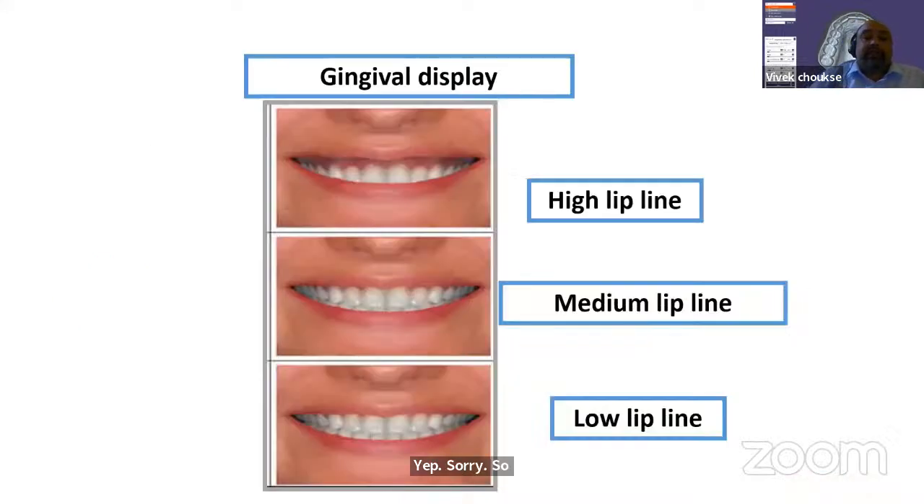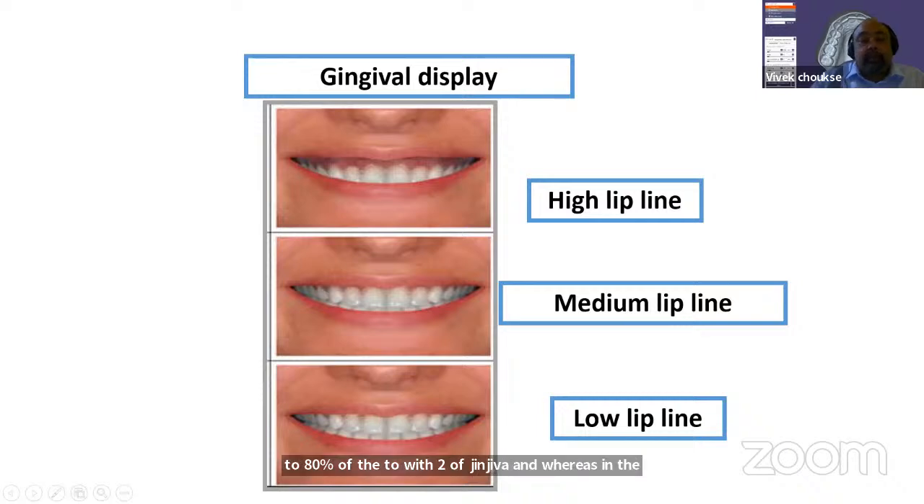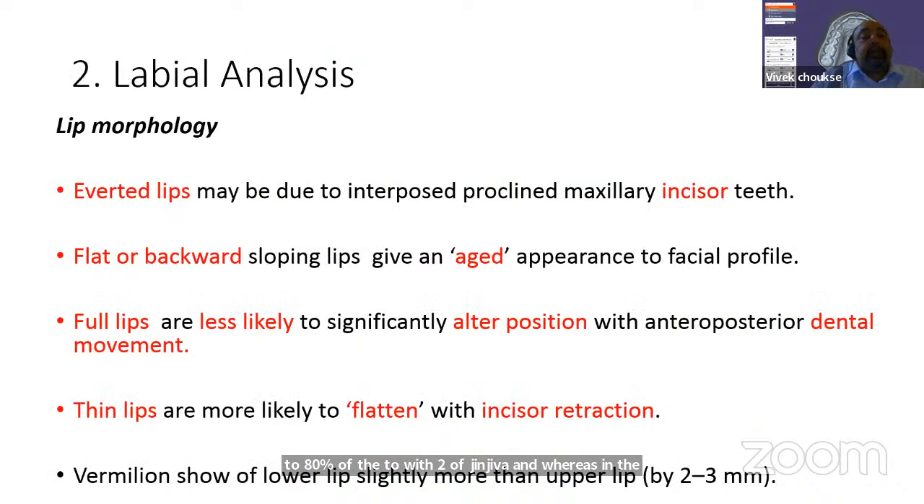So according to the gingival display, there can be a high lip line, a medium lip line, and a low lip line. In the high lip line, we are able to see the major portion of the tooth along with more than 2 to 4 millimeters of the gingiva. In the medium lip line, we are able to see 75 to 80% of the tooth with 2 millimeters of gingiva. And in the low lip line, we are not able to see the gingival display.